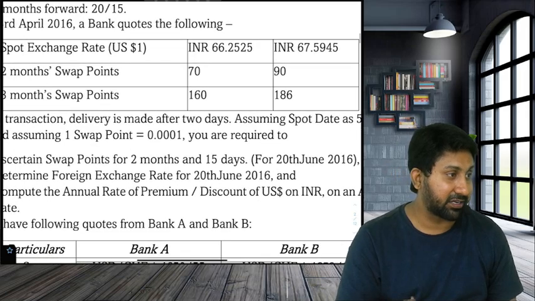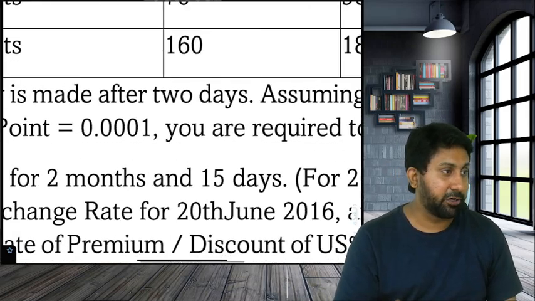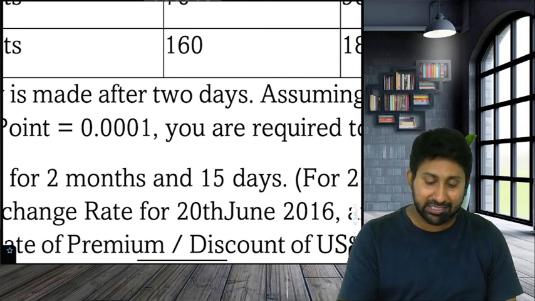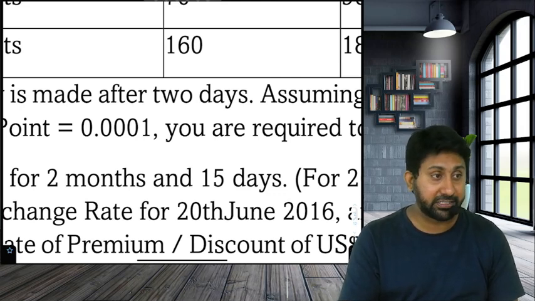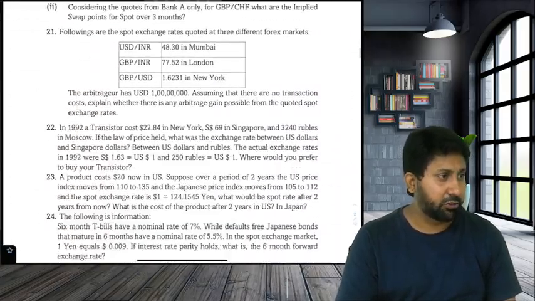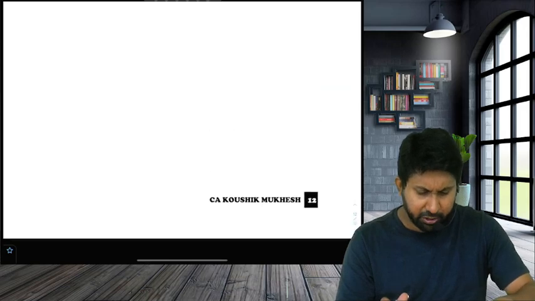This is the first question. See this swap point 0.0001. How do you want to understand this: as ticks, pips or points? That we need to have clarity on. Not only this question; I will show you the latest examination question also.